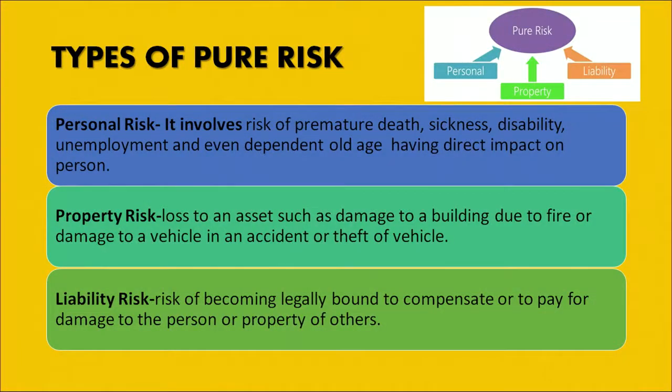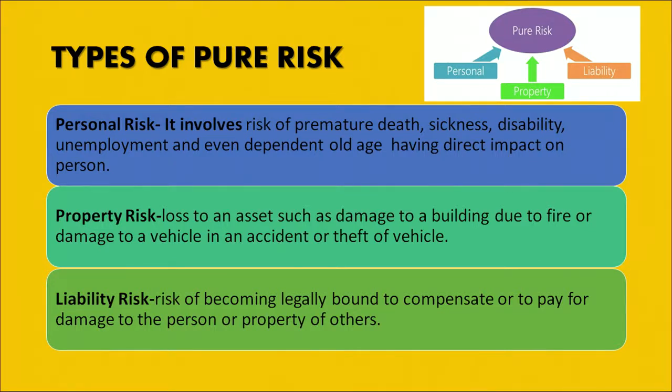There can also be personal risk, which involves risk of premature death, sickness, disability, unemployment, and also dependence and old age having a direct impact on the person. These are risks which affect a particular individual and hence they are categorized as personal risk. There is also property risk, which is a loss to an asset, such as damage to a building due to fire or damage to a vehicle in an accident or theft of a vehicle, where the risk is on the property or the asset which is of concern.